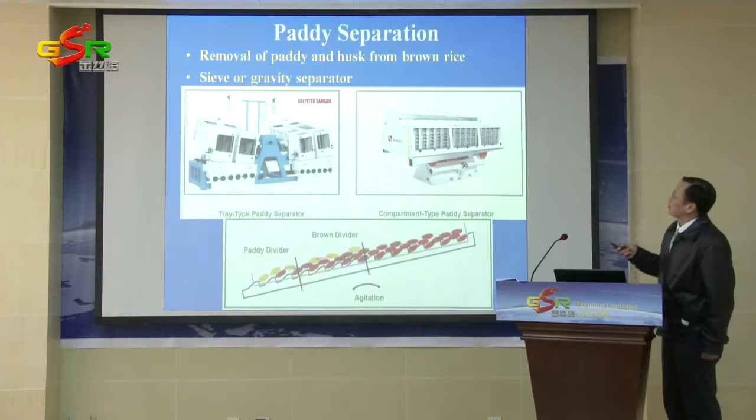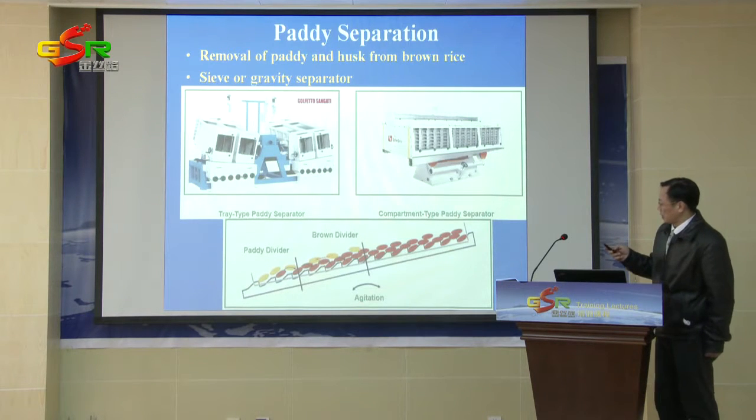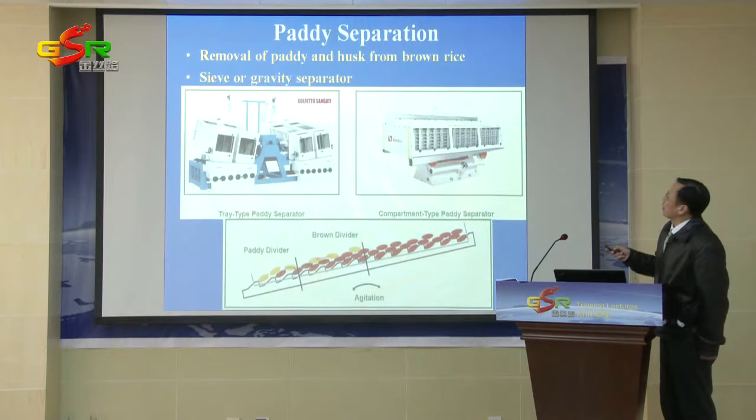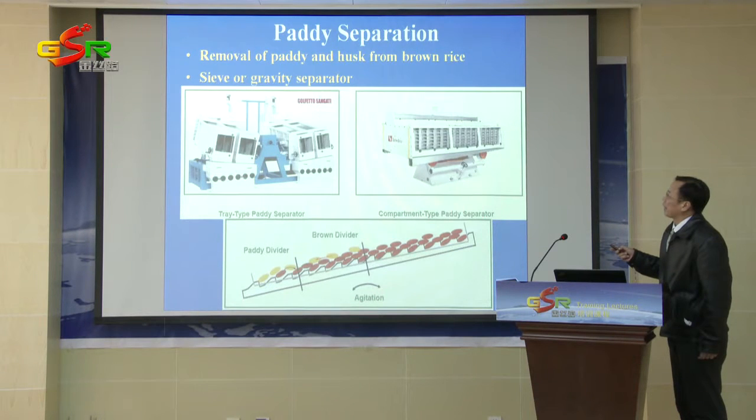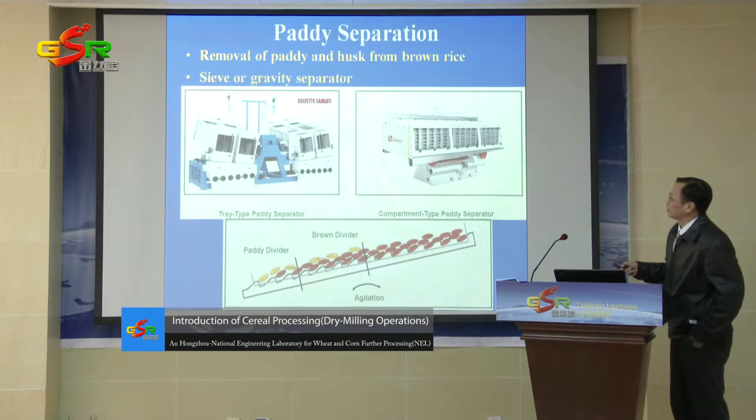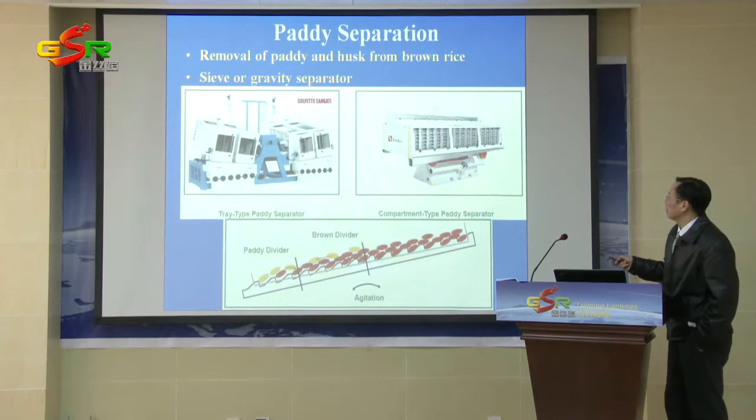And this is the paddy separation equipment. Removal of the paddy hull from brown rice is very important to get more white rice. So we should use the sieve and the gravity separator to get the cleaned brown rice. This is a chip type paddy separator, and this is a compounded type paddy separator.